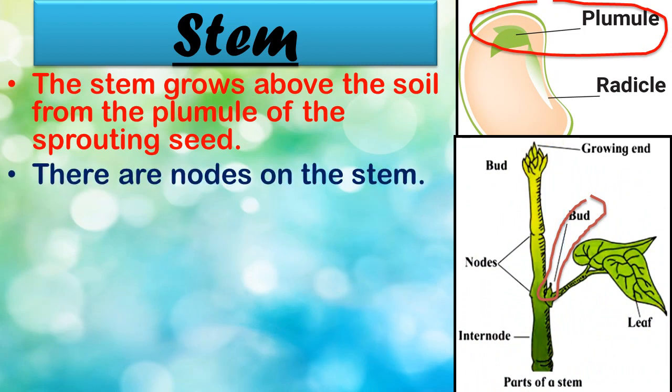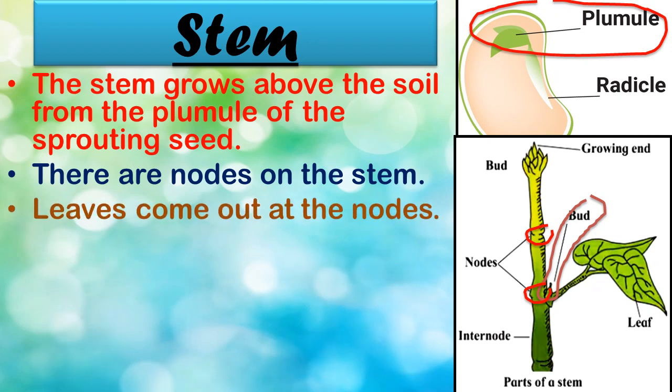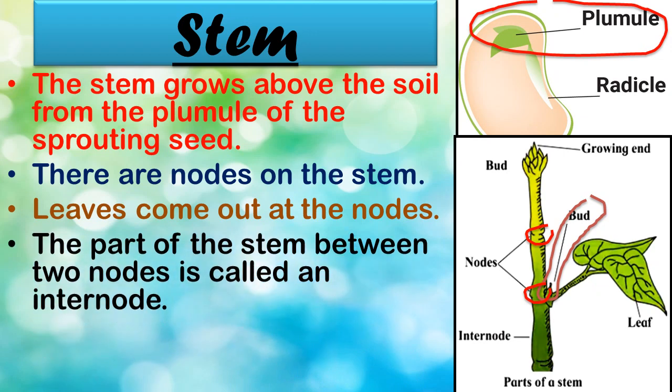So what are nodes? Basically you can observe the two constricted regions. These are the nodes. As a sprout grows, the length of the stem gradually increases too, and there are nodes on the stem and leaves come out at the nodes. So at the nodes of the stem, leaves are coming out, and the part of a stem between two nodes is called the internode.